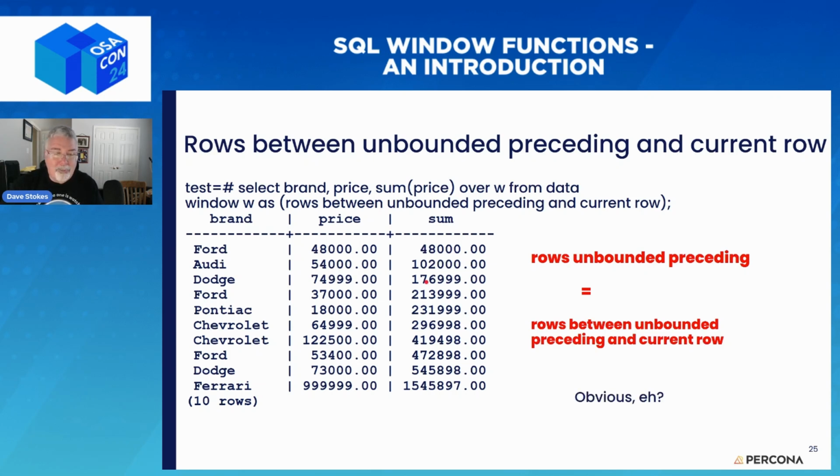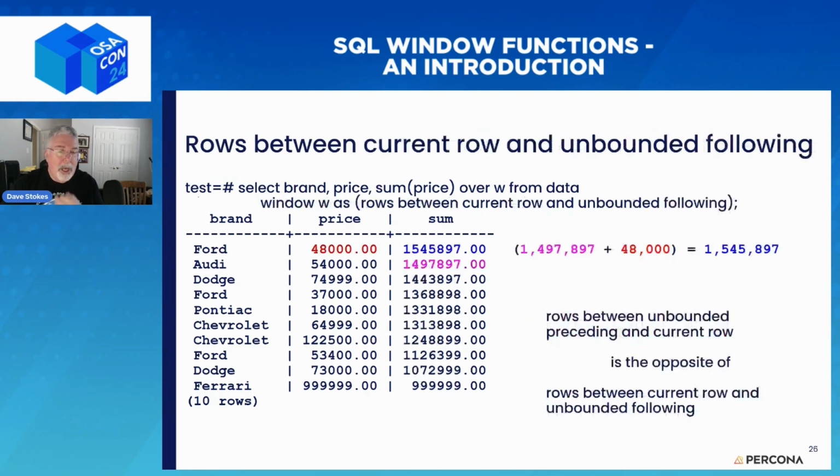Kind of obvious, huh? But like I say, the wording's a little weird and the syntax is a little weird, but it gets easier as you go along. Here's another one. Window W as rows between current row and unbounded following.